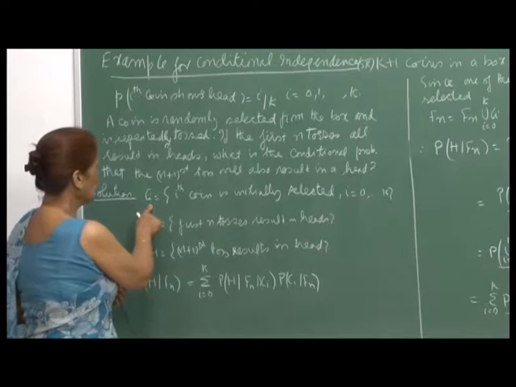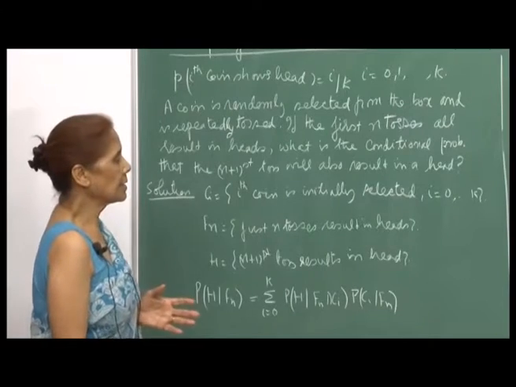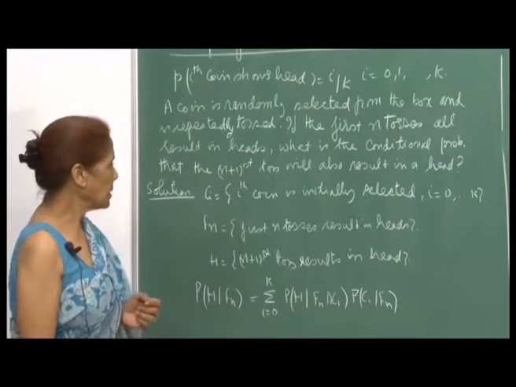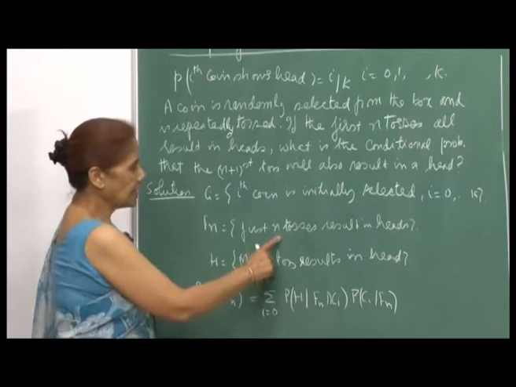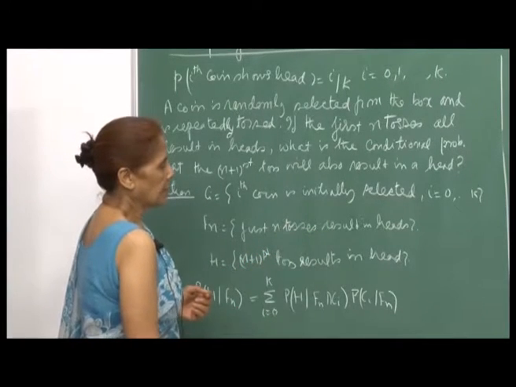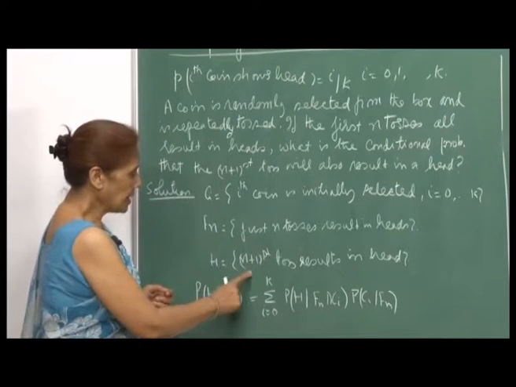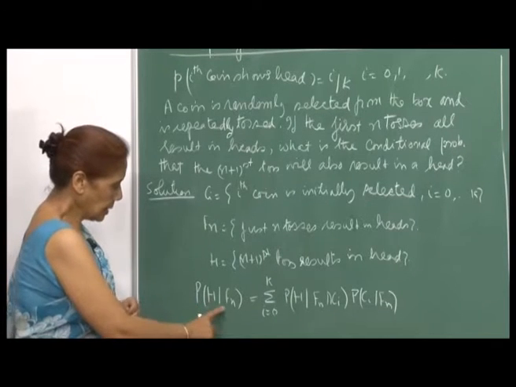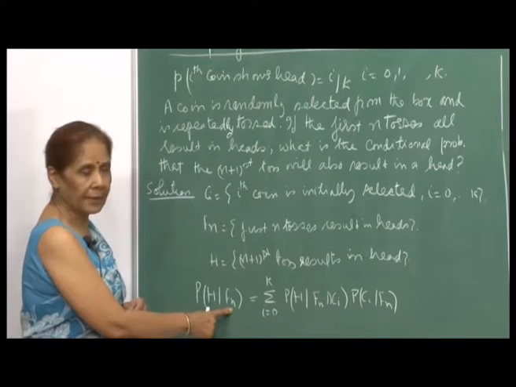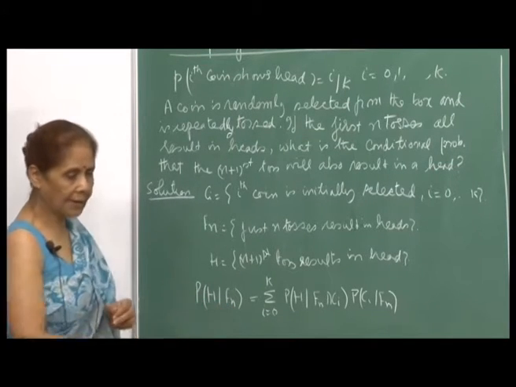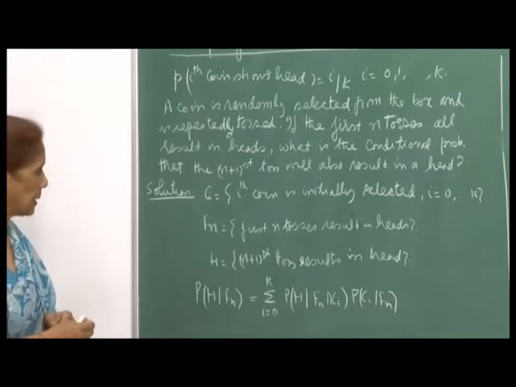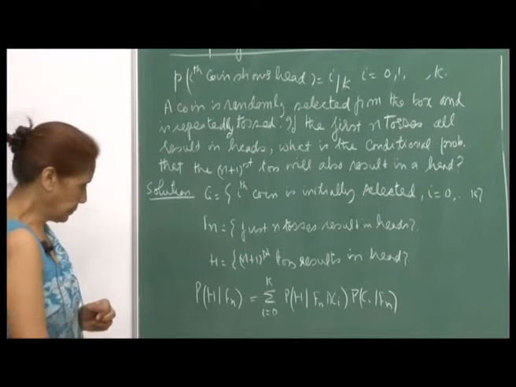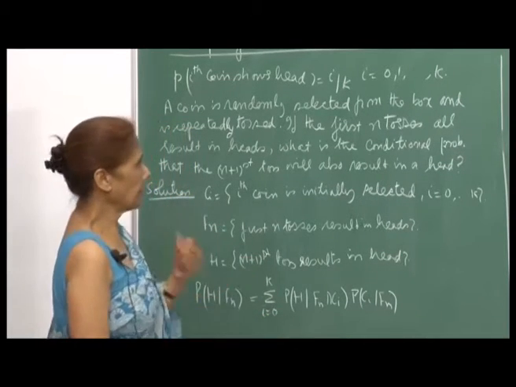Suppose C i is the event that the ith coin is initially selected, and this could be any of the 0, 1 to k numbered coins. Then F n is the event that the first n tosses resulted in heads, and H is the event that we want, that is, the n plus first toss results in a head. So, I want to compute the conditional probability of H given F n, given that F n has occurred. We have had n tosses, and now I want to compute the probability that the n plus first toss will also show a head, and this is the expression. I am going to derive it for you.